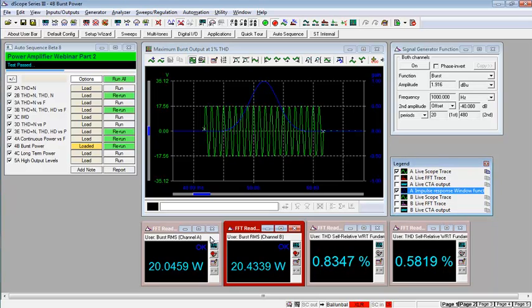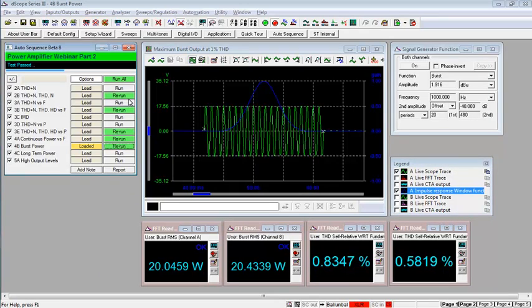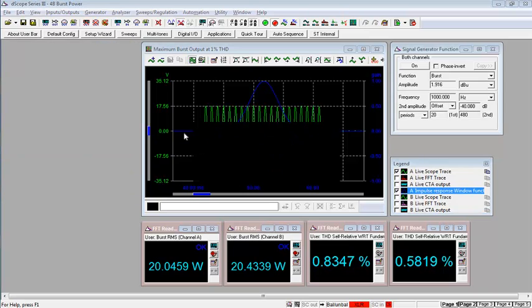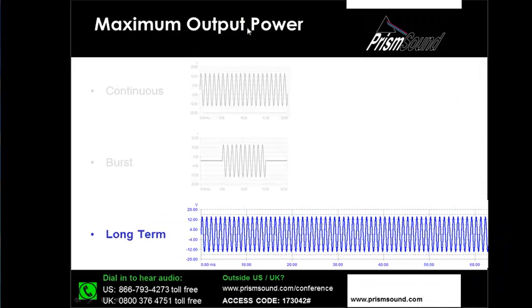So that shows us that the amplifier has a little bit of headroom for dealing with short duration dynamic bursts in our audio signal. Okay, so let's leave that one there for a second and come back to the slides, and let's just see what we're going to talk about in this final part of the maximum output power discussion. We're now going to talk about long-term output power.